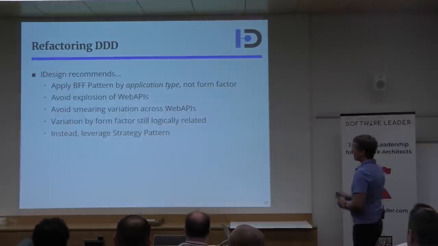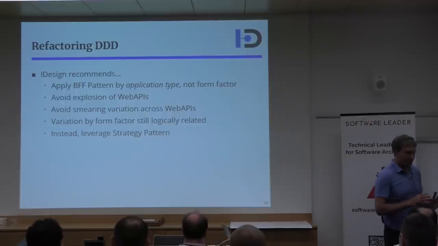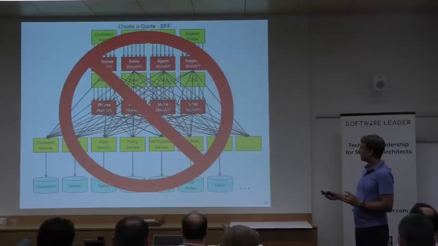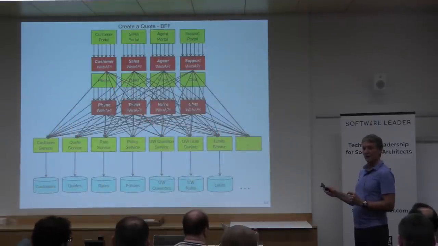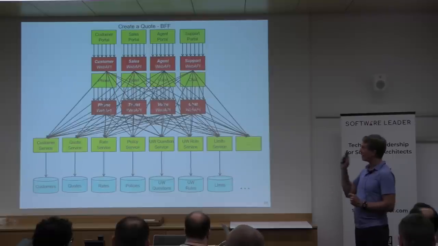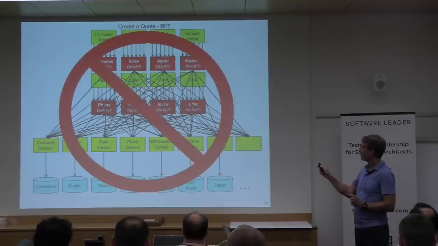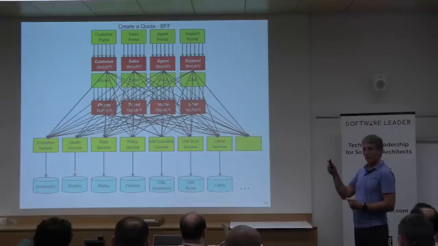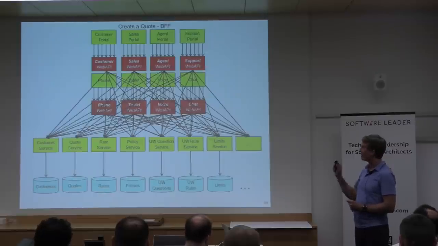All right. Now, just a little aside, iDesign recommends, the BFF pattern is good stuff. But doing this, I don't think, when you consider engineering and cost versus count, you end up in a bad cost zone with APIs. So what if we instead create a BFF by application type? Because it is, after all, customer phone, sales phone, agent phone, and support phone, right? Same with the other ones. We have better ways, circa 2023, to solve that problem than to duplicate deployable elements.